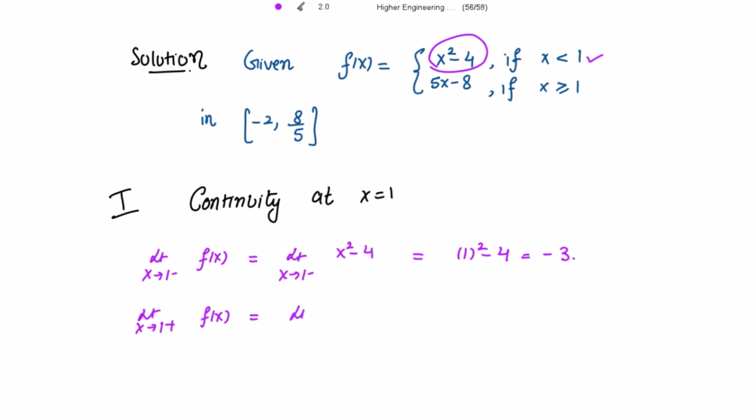And now finding the right hand limit. So this is equal to the limit as x tends to 1 from the positive side. For the values x strictly greater than 1, we are taking this function. So when putting the limit we get 5 × 1 − 8, so that is also equal to −3. So the left hand limit is equal to the right hand limit.